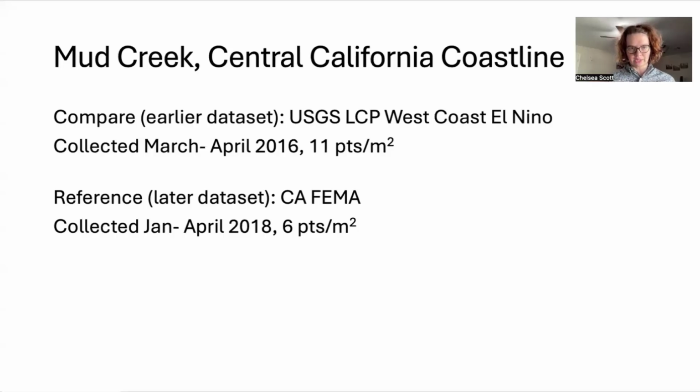We'll be looking at two data sets. The earlier data set, sometimes called compare in differencing literature, is the USGS LiDAR point cloud from the West Coast El Nino data set. And this was collected in March to April 2016 and has 11 points per square meter.